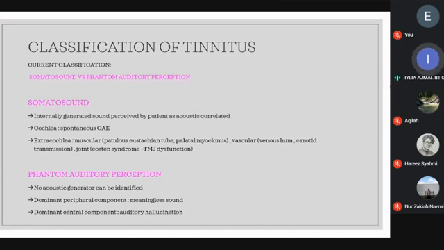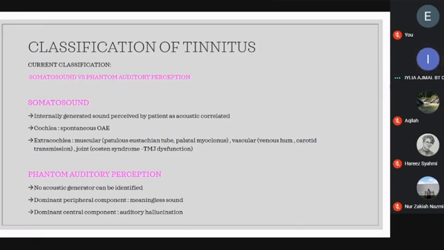So we talk about somatosound. There are possible causes around the middle ear or the inner ear that contribute to the formation of this sound. It can be a vascular harm, a venous harm, or a transmission from the carotid artery. When you Google the image of our middle ear, the carotid and the jugular vein are very closely related, so it might actually be transmitted sound from venous harm or the carotid artery. It can also be because of muscular contraction or any joint problem.